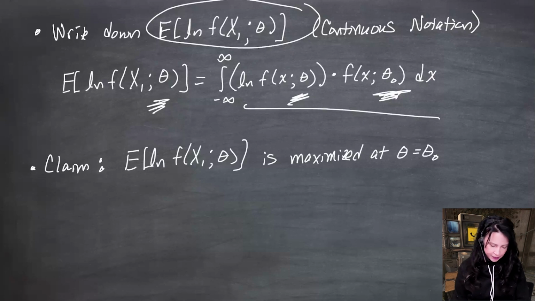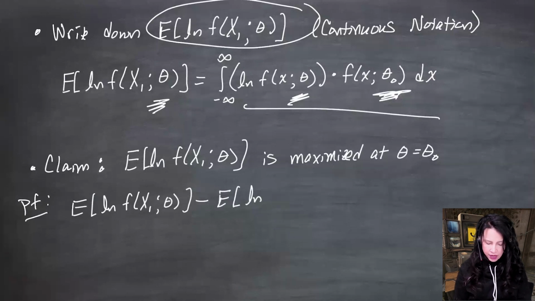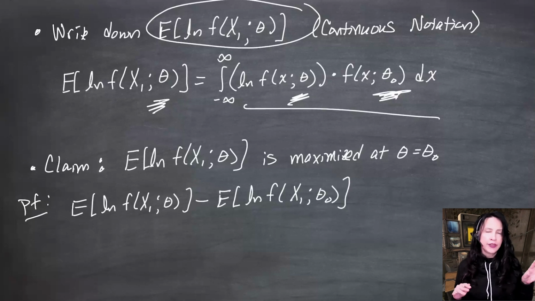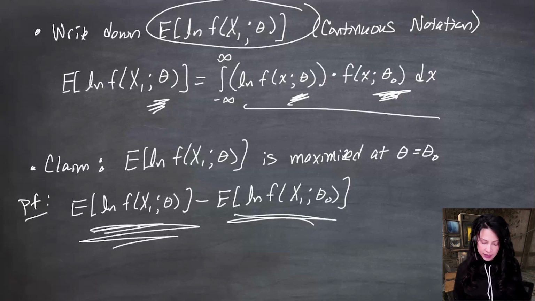Let's check it out. Consider, so this is my little proof of this claim, the expected value of the log of f(x1, theta) minus the expected value of the log of f(x1, theta naught). If I can show that this quantity is negative for all theta, then that would mean that this is bigger than this no matter what theta is, and therefore that this, as a function of theta, is maximized at theta naught.